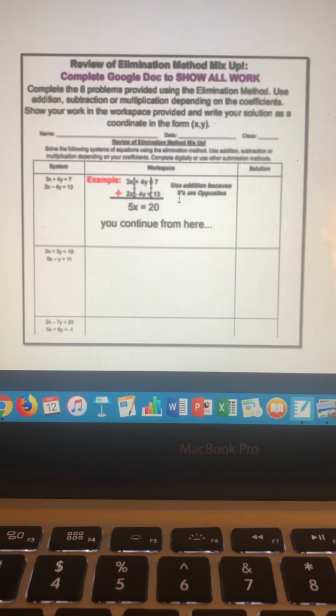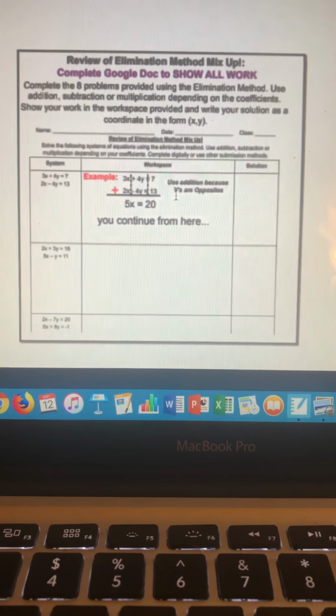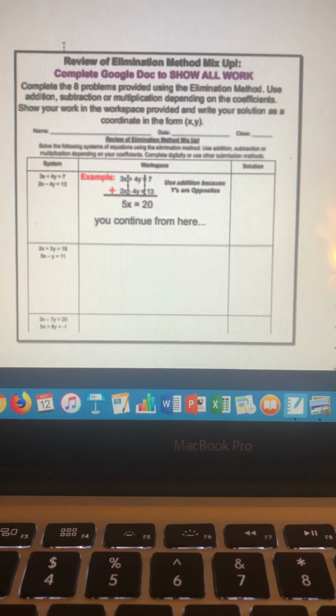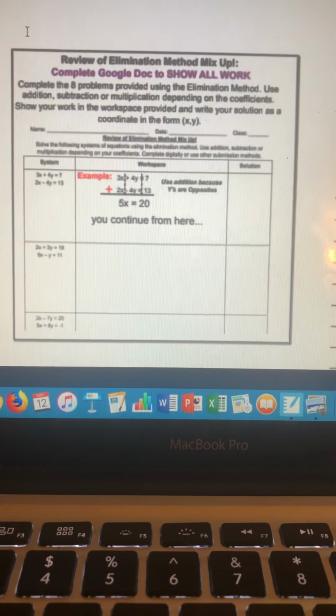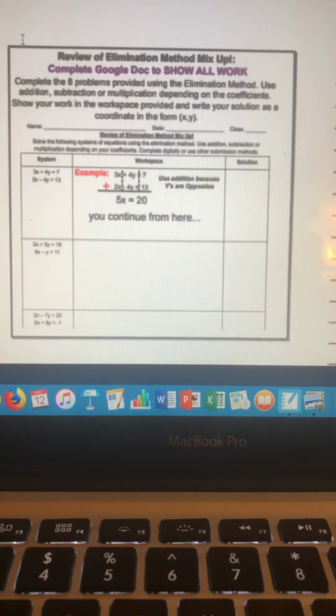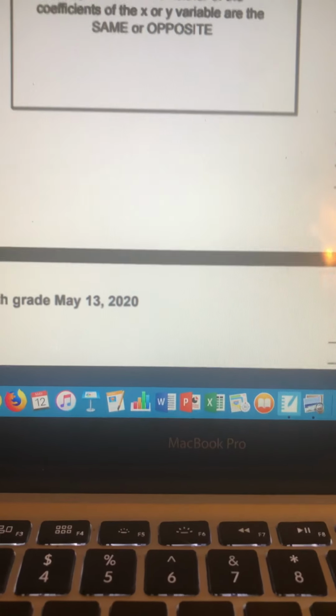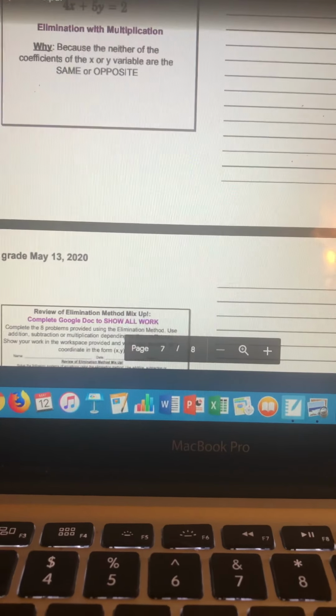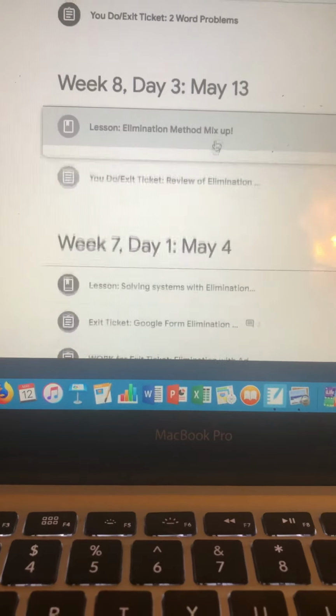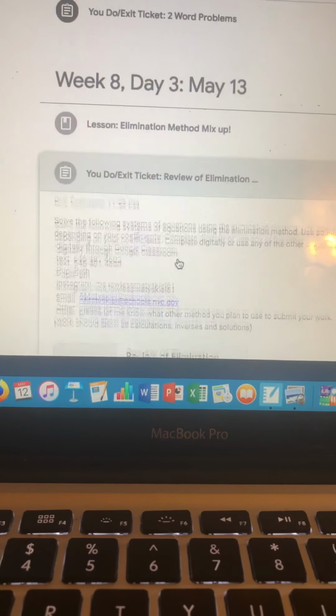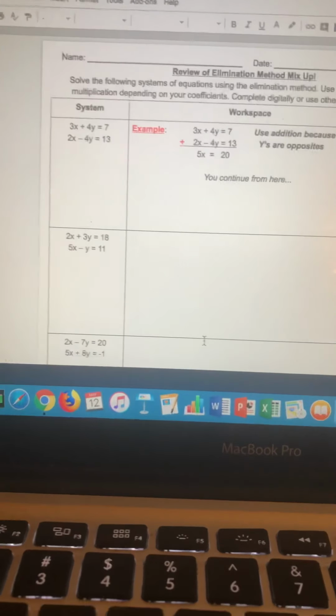And then here is an example of what you are going to be doing today. I will click on the bigger version for you to see. It is a Google Doc, so you will have to show your work. There are 8 problems, and they're going to be the elimination method. Let me get out of this so I can show you the bigger version. You're using only elimination, and you have to figure out which one you would use given the system provided.